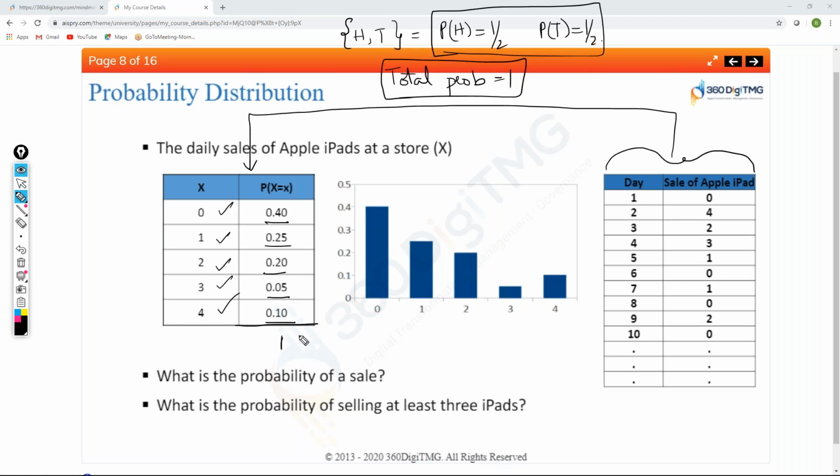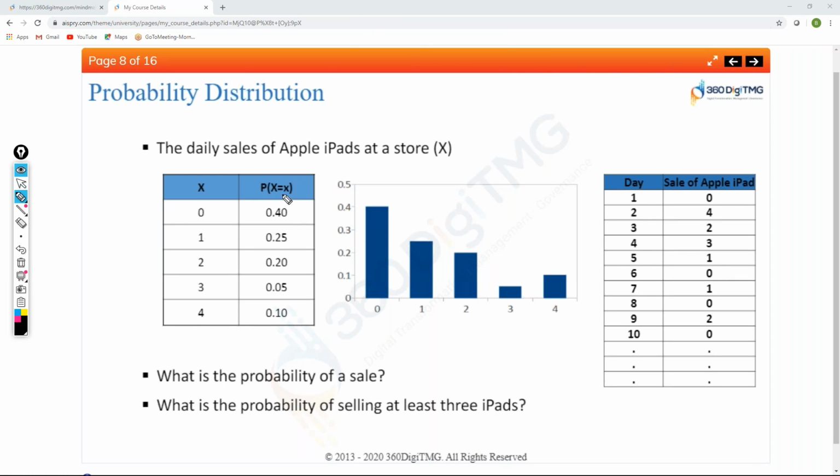So what am I doing? I'm taking the probabilities and then I'm distributing them across these random variable values, and hence it is called a probability distribution. Either you represent a probability distribution in the form of a table or you visualize it in a graphical format, it doesn't matter, however you're comfortable.